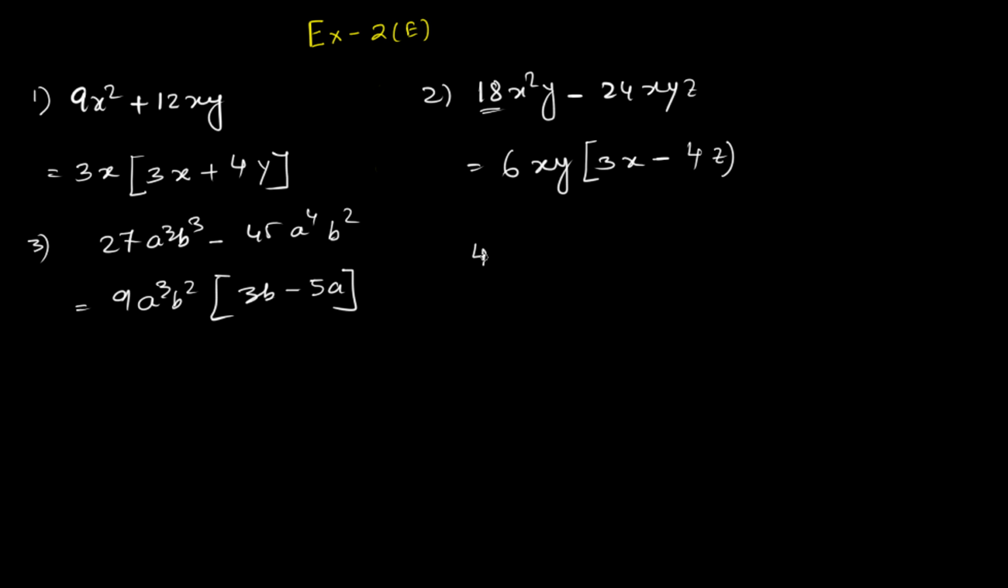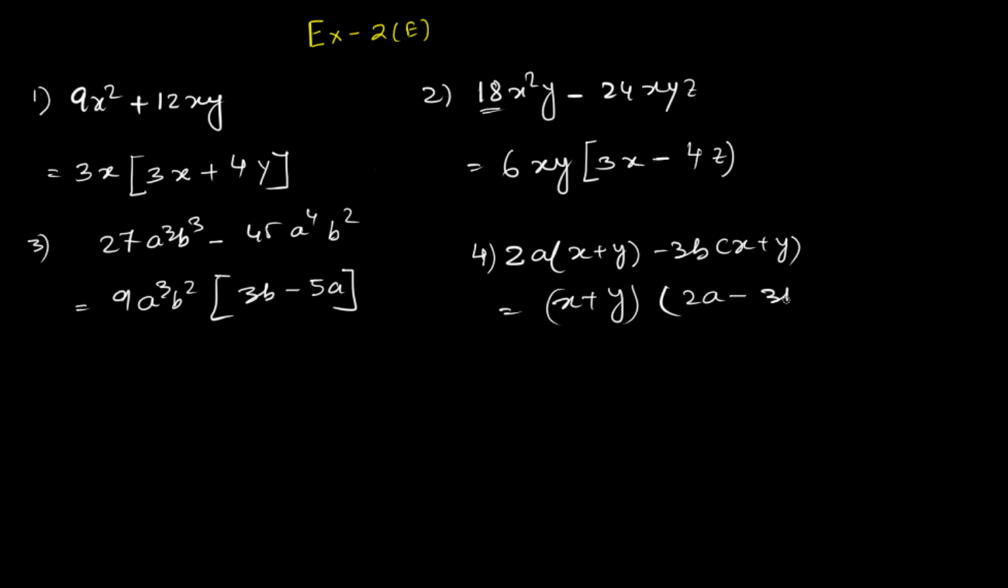The fourth one, in the fourth one we have 2a into x plus y minus 3b into x plus y. We can simply see that x plus y is the common term between the terms. So we're left with 2a from the first one and 3b from the second one. So 2a minus 3b.